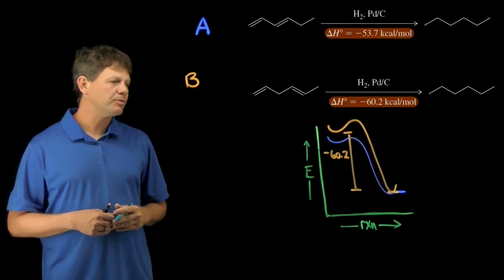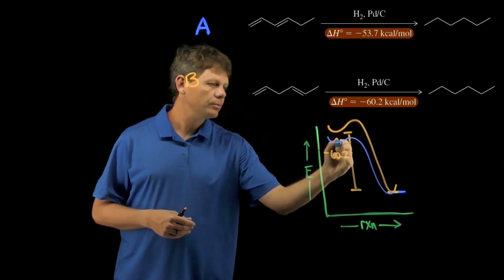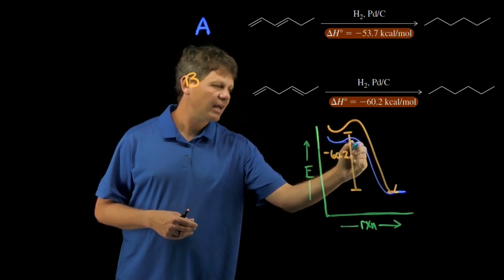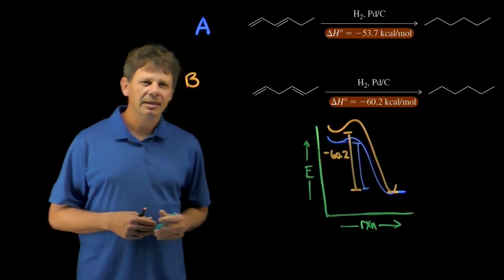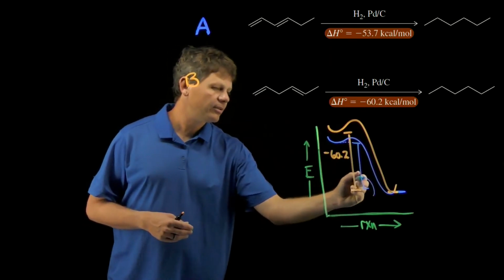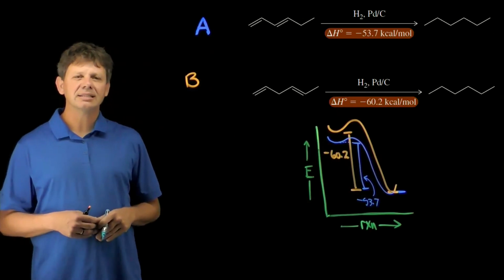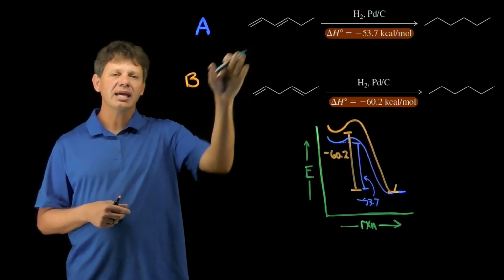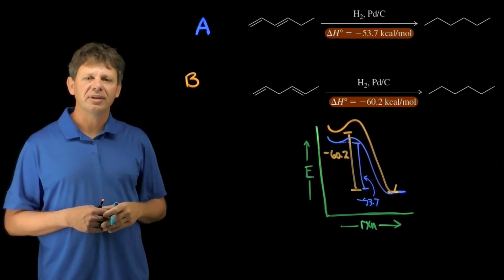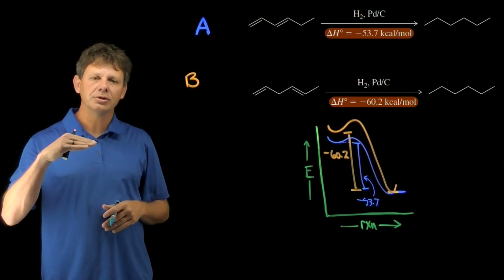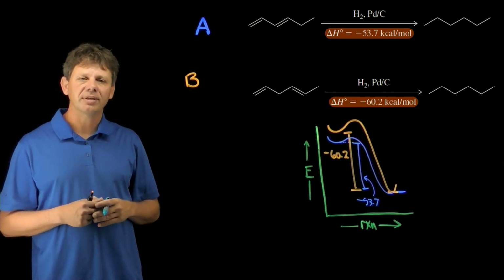It finishes at the same spot. This value here, so I'll dash the line, is the negative 53.7. What does that tell us? That tells us that the conjugated diene is more stable. It starts at a lower energy because it is a more stable molecule.